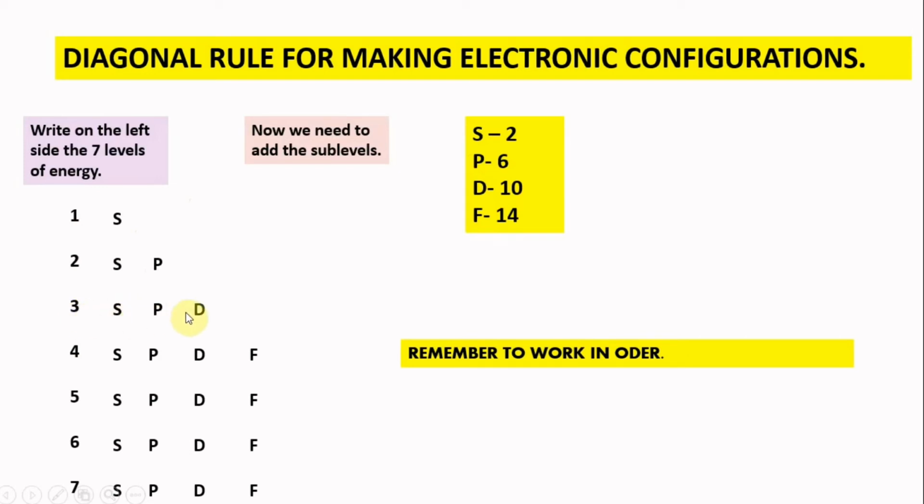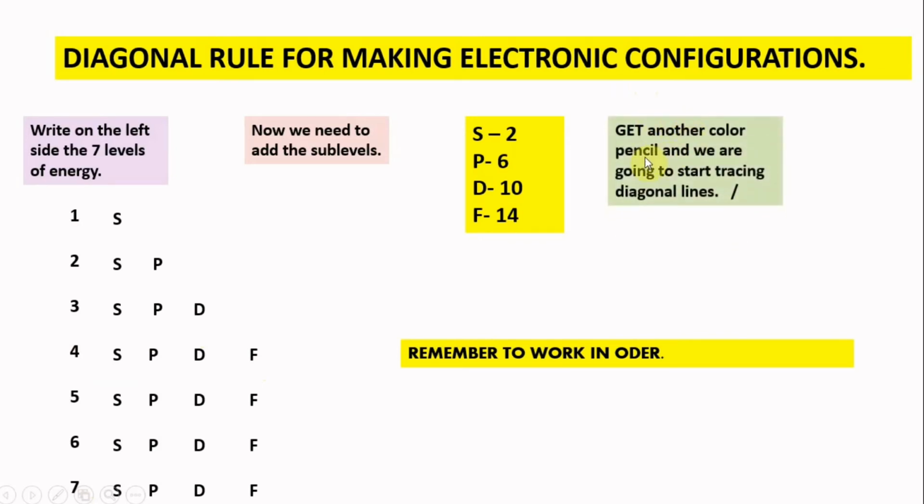Now, get another color pencil and we are going to start tracing diagonal lines, like this one. So we're going to start up here from the letter S and down to the number 2, like this. Then the next one, and next one will start with P, S4, PS5, DPS6, DPS7. And I'm going to stop there because usually we don't work with the other levels.